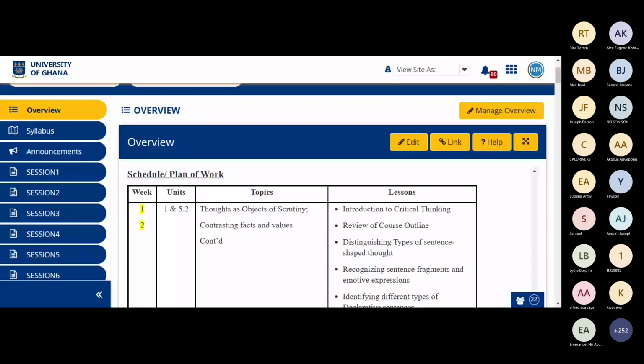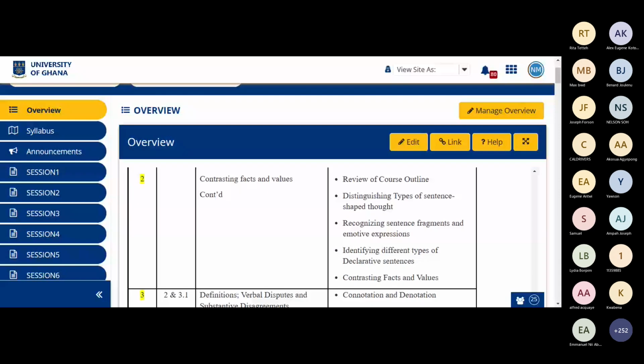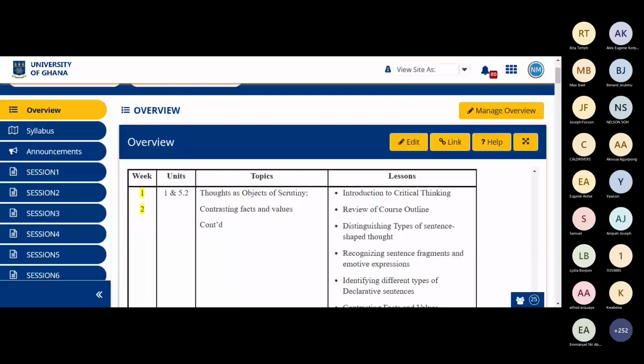Okay. Where is this thing? It is at overview 2. Okay. It is also a syllabus, the same course outline. I've even put it also in your resources so that you find it. So we review the course outline together. Then we'll distinguish the types of sentences that shape our thoughts in some few minutes. That's topic 1. We'll recognize sentence fragments and stuff like that. Look at it. We can identify the different types of declarative sentences. In fact, the second part of it should go into week 2.